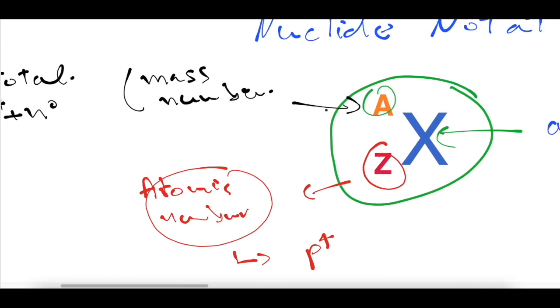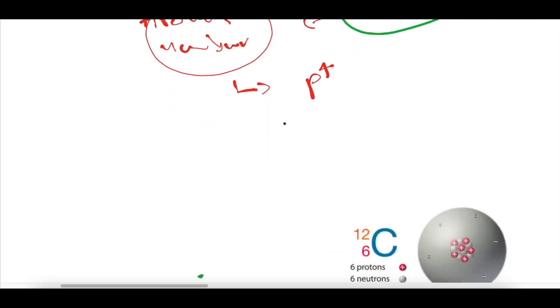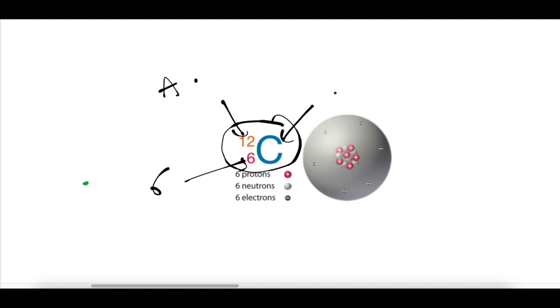For example, the neutral carbon atom is defined by this nuclide. So here we have this nuclide, and here we have the mass number of 12, which is the A, and here we have the atomic number of 6, and here we have the symbol of the carbon. It is the carbon atom. And here please note that this atom is neutral.